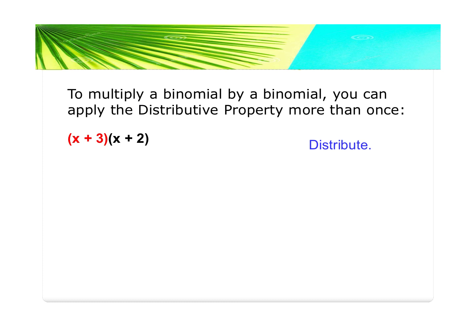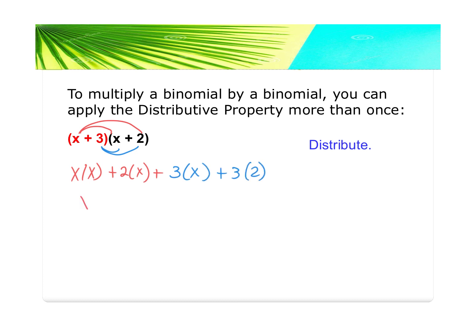Now, to multiply a binomial by a binomial, you can apply the distributive property more than once. So we can do the distributive property for the x, and then the distributive property for the 3. Now, when I do that, I'm going to get x times x plus 2 times x plus, and then that would be when we distribute the 3. So it would be 3 times x plus 3 times 2.